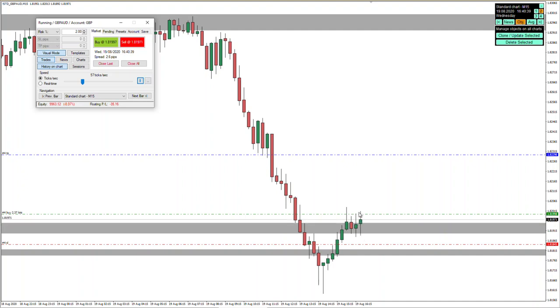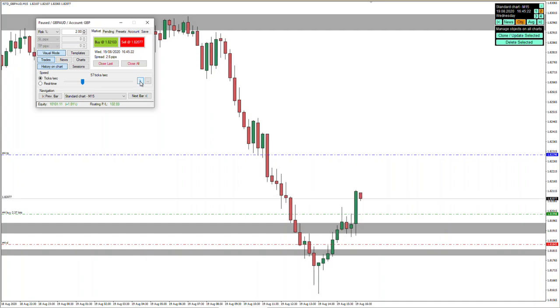Made a higher low and a higher high, so this should work. Okay, this again, a 50-minute candle closed. This looks really beautiful. What about the M30?